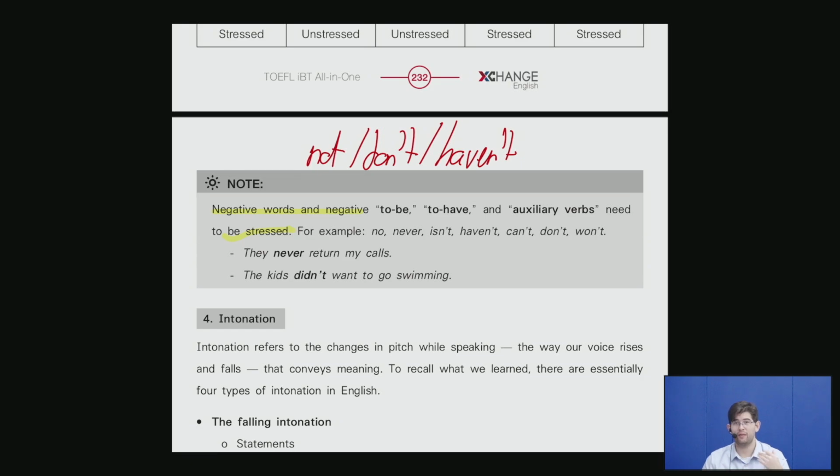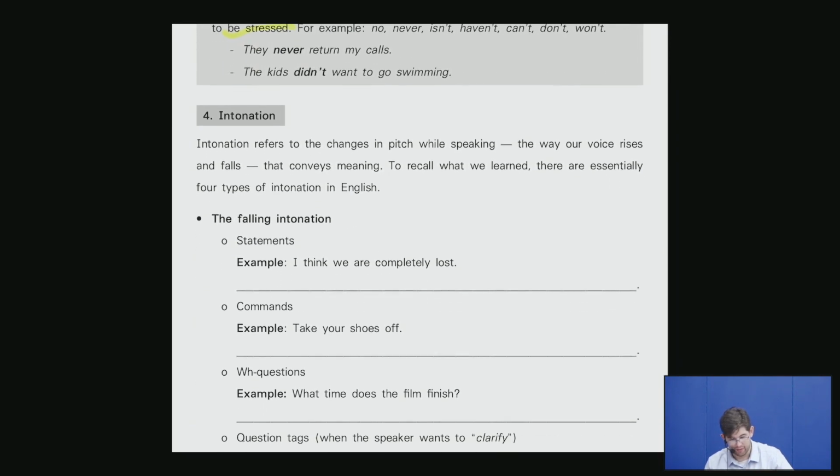So these are both examples of negatives, and these negatives get emphasized. They get exaggerated. They need to be stressed so that we can hear them, because they are major operations in a sentence. They are major factors in a sentence. All right? Let's move on to one of our next parts.